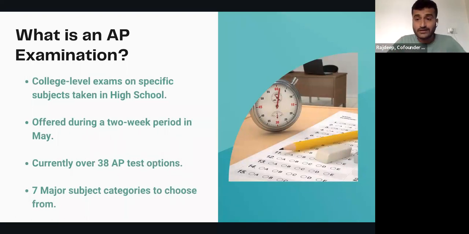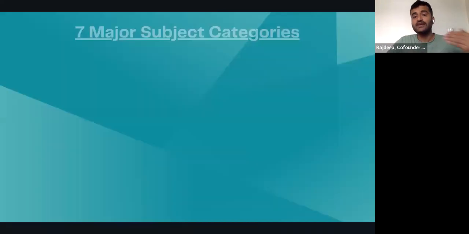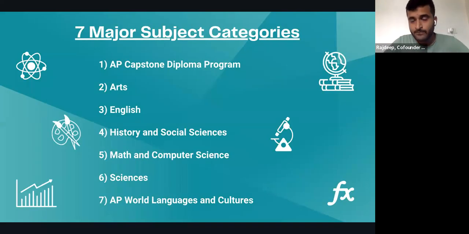There are roughly about 38 AP test options. These are different subjects under which you can take the AP exams. And these 38 subjects, in a broader sense, are divided into 7 major subject categories. So you can pick and choose the subjects from these categories. The first major one is AP Capstone Diploma Program. Second is Arts, English, History and Social Science, Maths and Computer Science, Sciences, AP World Language and Culture. In each of them, there are a certain number of subjects, which all together comprise 38.